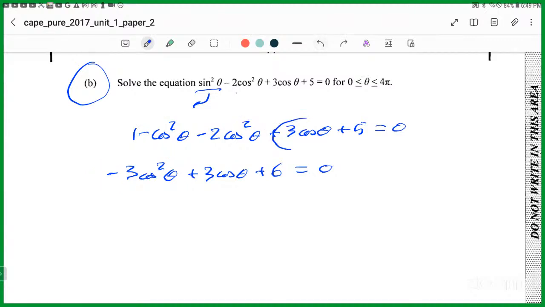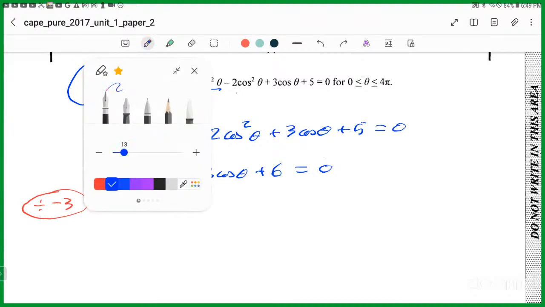And then this one is that. And then the 1 and the 5 give me that 6. Good. Each of these can be divided through by 3. But additionally, I want my square term to be positive. And so what we're going to do is divide by negative 3 instead to get the square term positive. I divide through by negative 3.